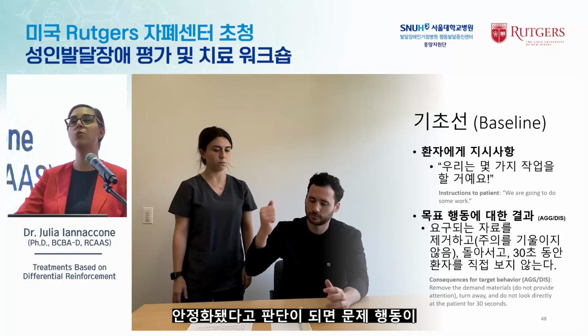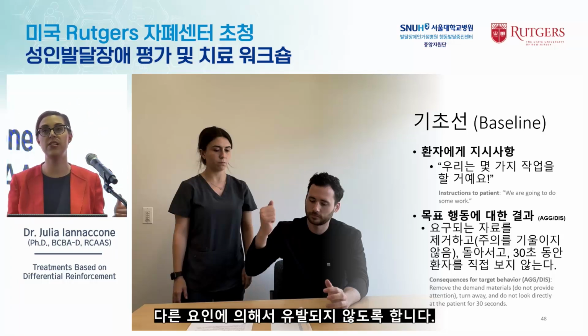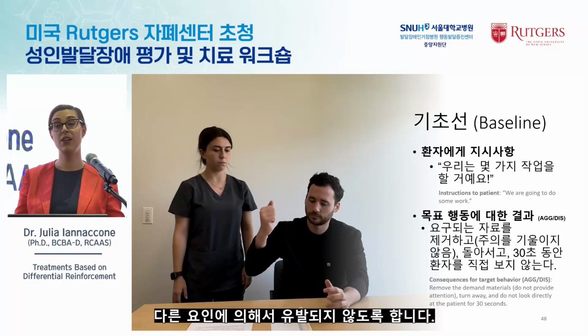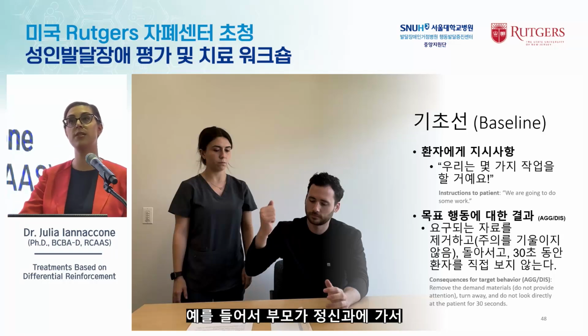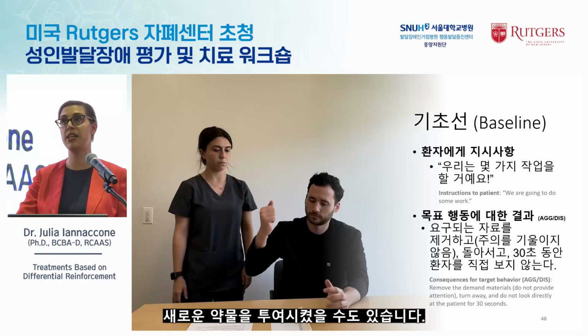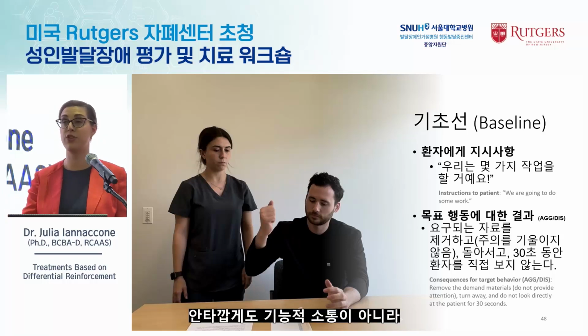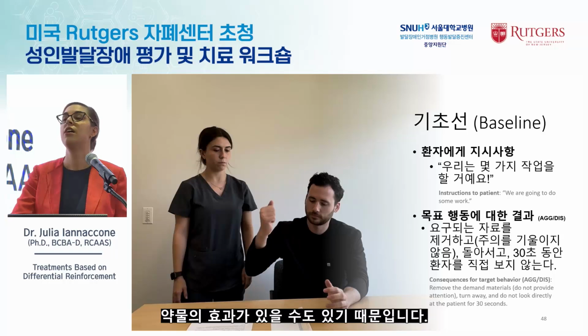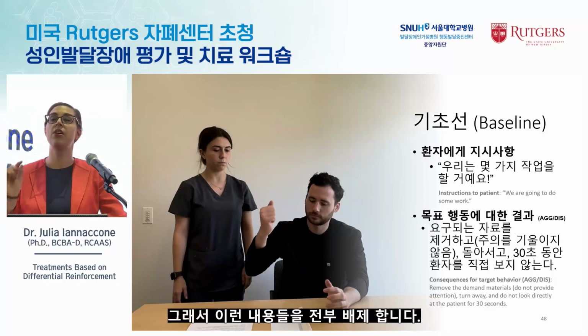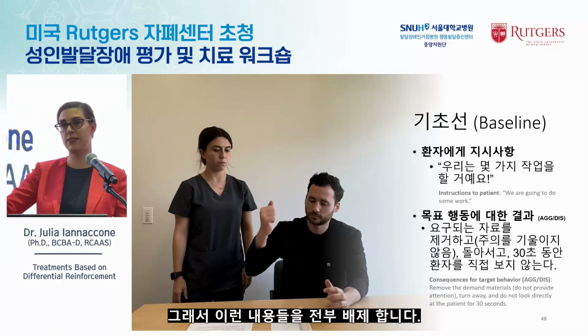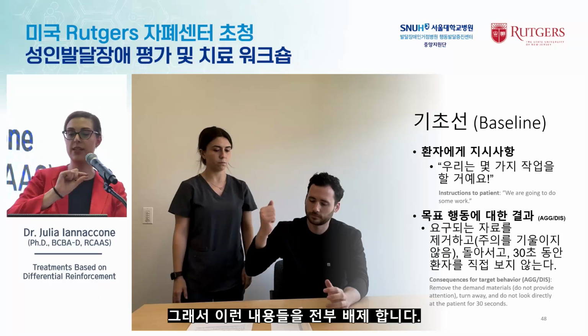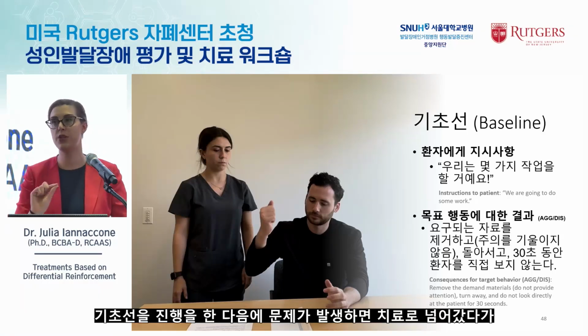And then to make sure that this reduction in problem behavior is not due to something else, because it could be. The parents could have gone to a psychiatrist and they put them on a new medication. And that's why your treatment's working. It's not actually your functional communication, unfortunately. So to make sure that that doesn't happen, you then go back to baseline. So you run your initial baseline, things are bad. You run your treatment, things are great.